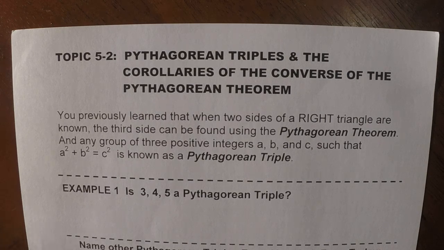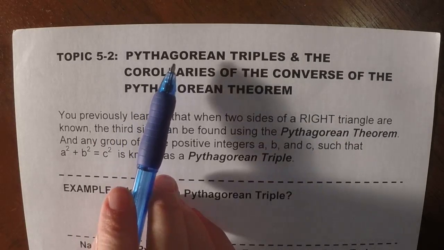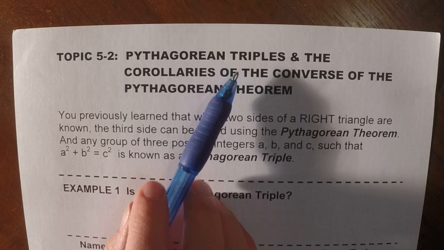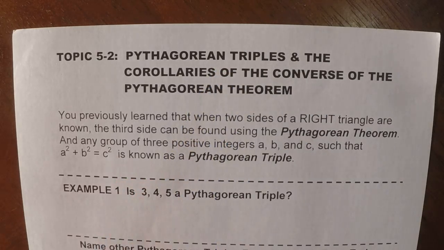So at this point, you should be pretty familiar with the Pythagorean Theorem and what it is, and what's A and what's B and what's C. So now we're going to look at what exactly a Pythagorean triple is, and you should have actually just finished a lab where you discovered a bunch of Pythagorean triples, and you'll be asked to put those on your notes down here towards the bottom.